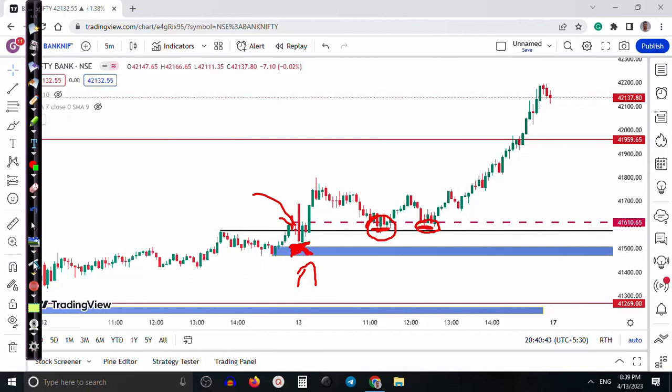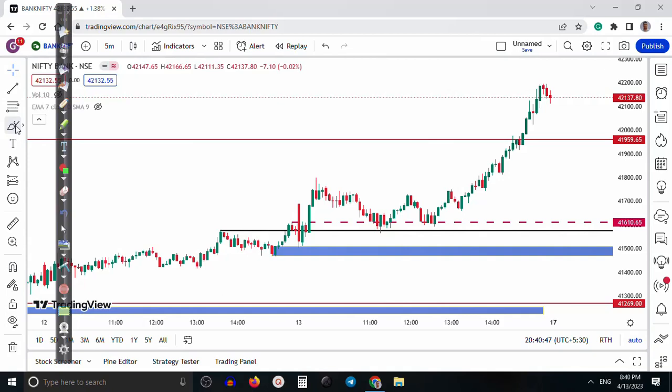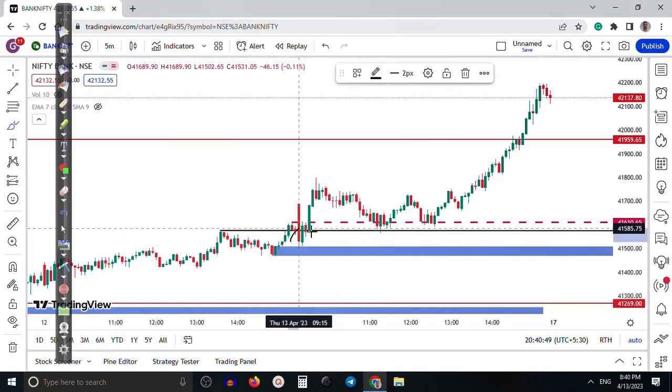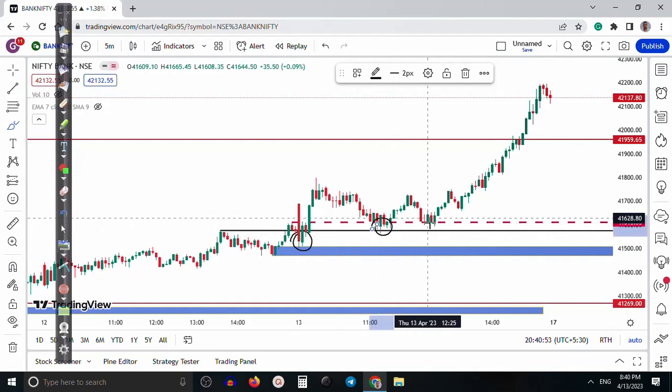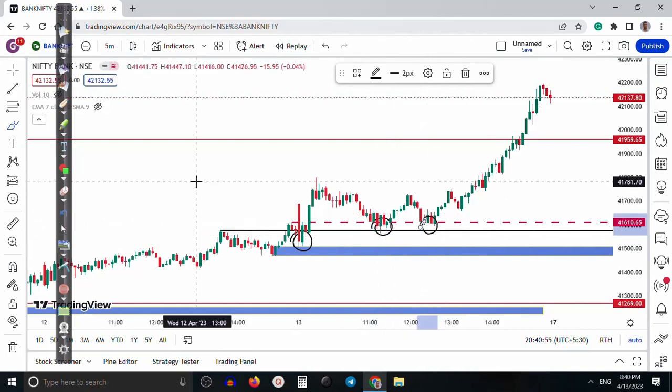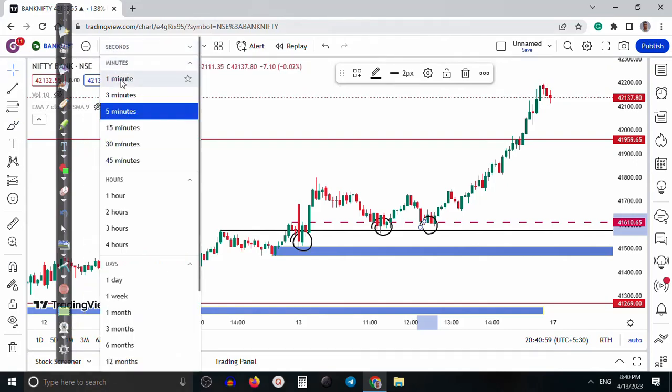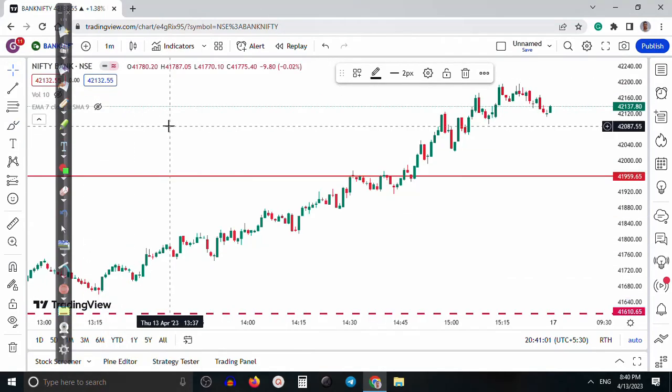So let me show you in a small time frame. Just a minute, let me draw here. So we enter here, we enter somewhere there, and we enter somewhere there. Basically, we follow 1:3. So let me zoom in and shift to the 1 minute chart.